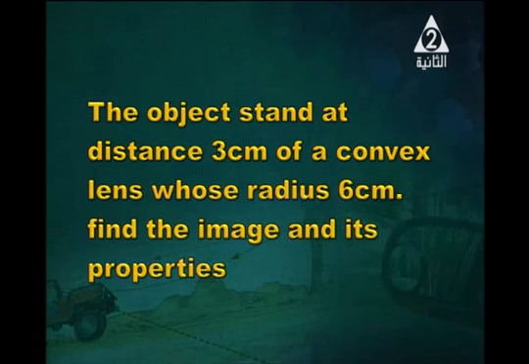Another problem: the object stands at a distance of 3 centimeters from a convex lens whose radius is 6 centimeters. It means that the distance between the optical center of the lens and the center of curvature is 6 centimeters, and the focus is at 3 centimeters. Find the image and its properties.